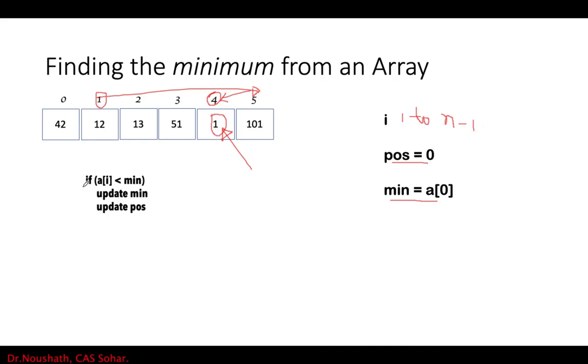At every position of examination, for example, when we start from position 1, that is our a of I, we will keep on checking whether it is less than minimum or not. Please note that before the execution of the loop, these two variables which we will be outputting by the end of the algorithm, position and the minimum, are initialized to 0 and a of 0. This is like assuming the minimum is in the first location 0, and as we progress in the algorithm we will update these two variables.